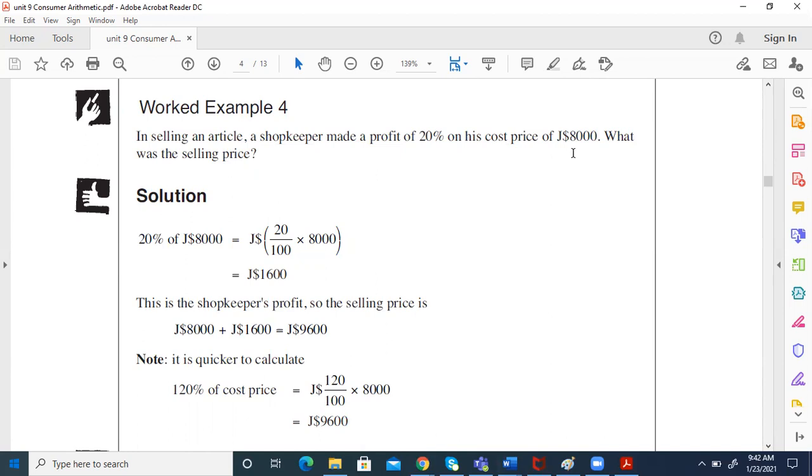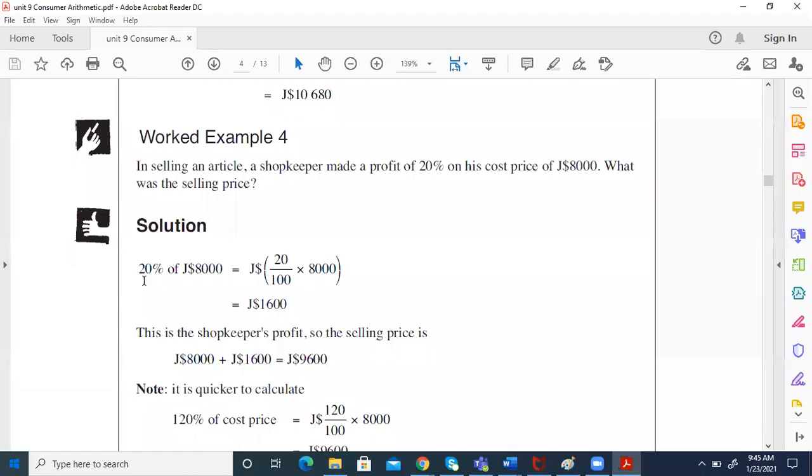So we're going to look at this one. All right. So it says, in selling an article, a shopkeeper made a profit of 20% on his cost price of 8,000. What was the selling price? All right, so let's read it again. So you made a profit of 20% on your cost price of this. So they're talking about the selling price.